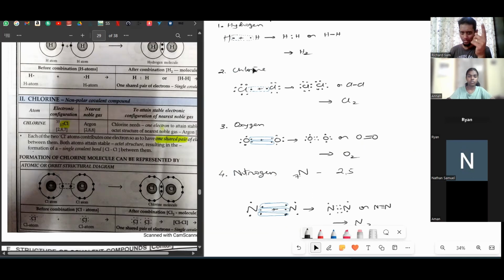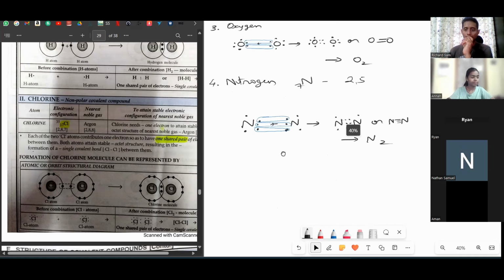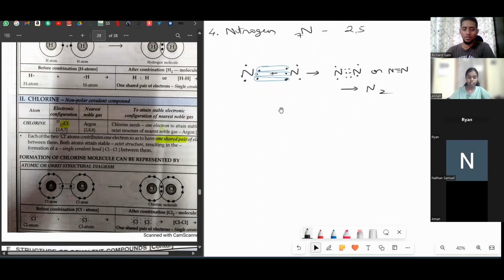So in hydrogen and chlorine, we had single bonds. Oxygen was a double bond. Double bond means it needed 2 electrons. Nitrogen had a triple bond, which means it needed 3 electrons. You don't have 4 bonds or anything. Okay, 3 is the maximum. Triple bond is the maximum that there is. Okay, now we will go into compounds.